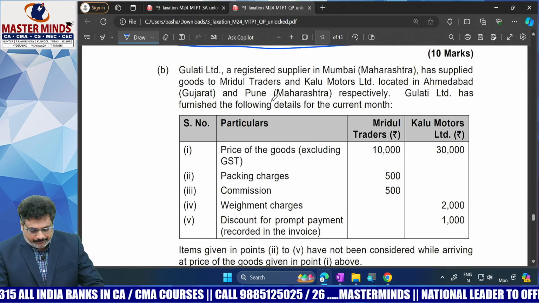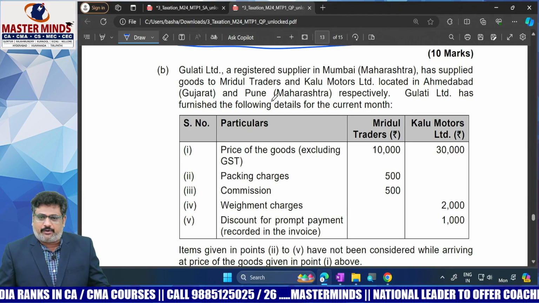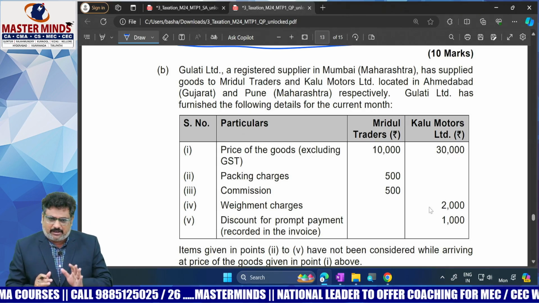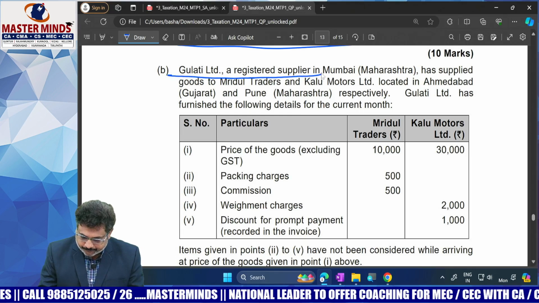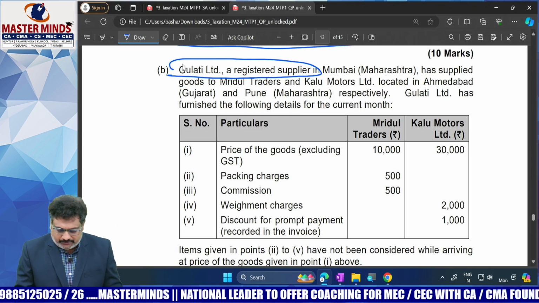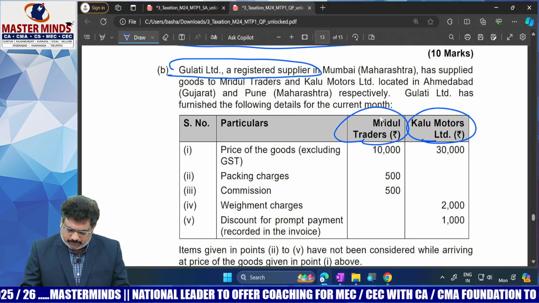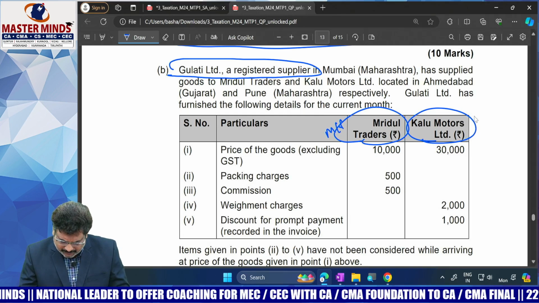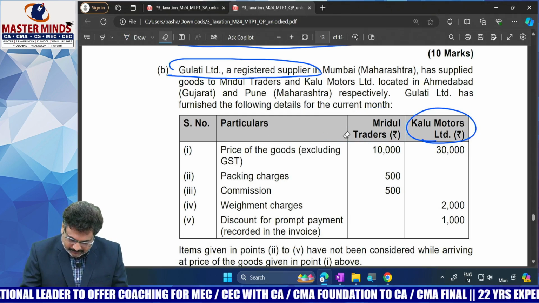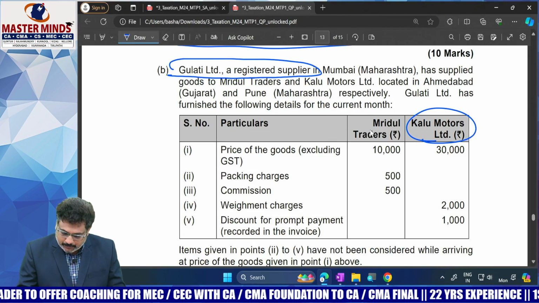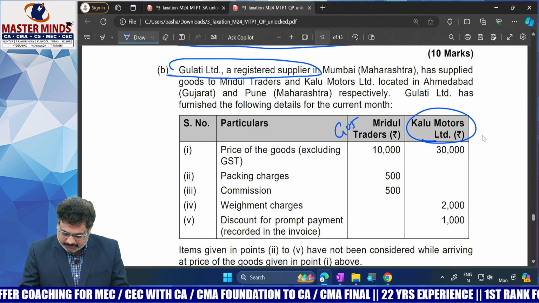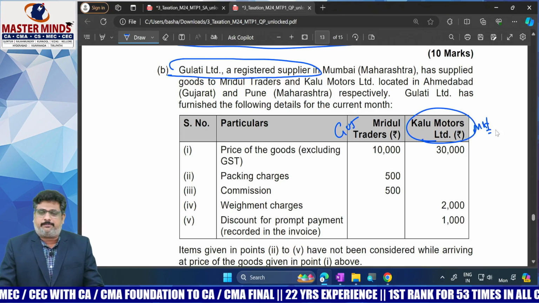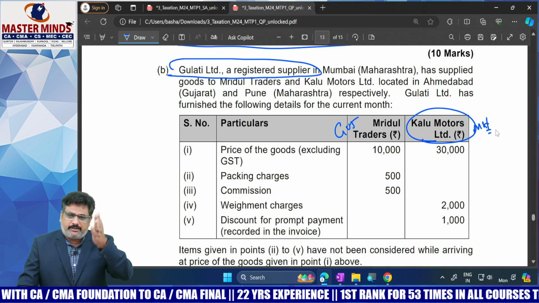Here the point is, Mridil Traders and Kalu Motors, two buyers. First you need to identify who is the supplier. This one is the supplier. And who is the recipient? Mridil Traders and Kalu Motors. Where is the location? The supplier is in Maharashtra, this person is in Gujarat, and this person is in Maharashtra. What is the price of the goods? 10,000. First we will see Mridil Traders.